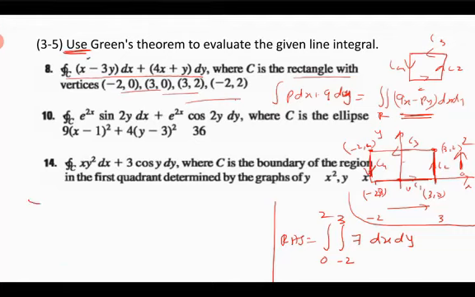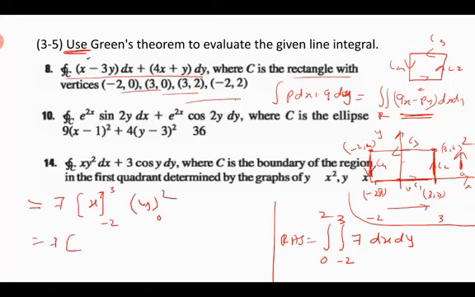Okay, that continues here. Integral 7 is outside. Integral dx will be x, with x values minus 2 to 3. Integral dy will be y, its limit will be 0 to 2. Now which is 7 times 3 plus 2 is 5, into 2, 10, into 7, 70. The answer is 70. That's right. Problem number 8 has been solved.